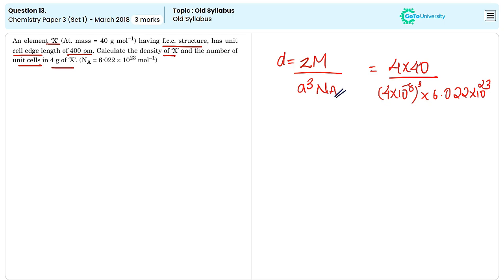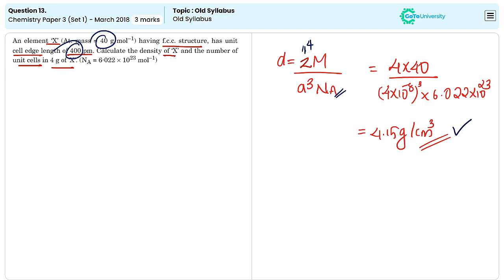In an FCC structure, the number of atoms Z will be 4, and the atomic mass M is given as 40, and the edge length of the unit cell is 400 picometer. Now we can substitute all these values in this equation and we will get the density of the unit cell, that is equal to 4.15 gram per centimeter cube.